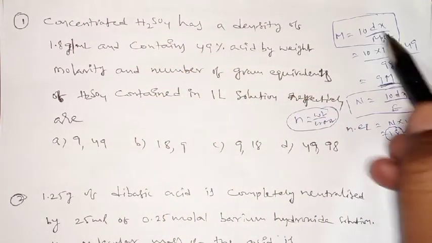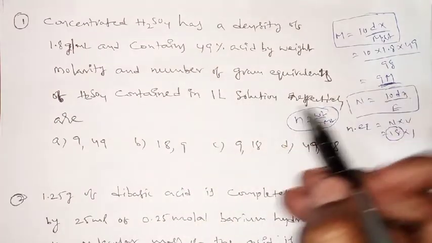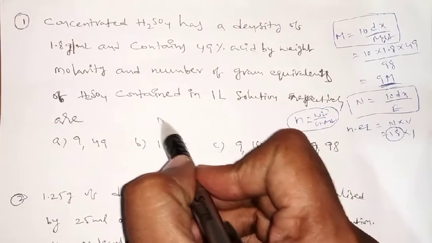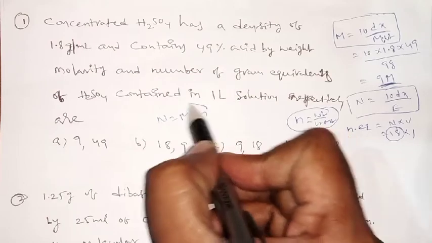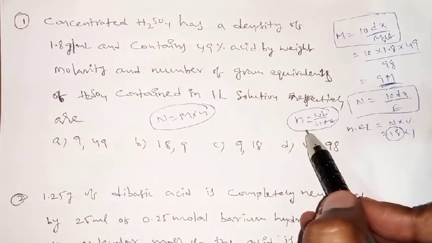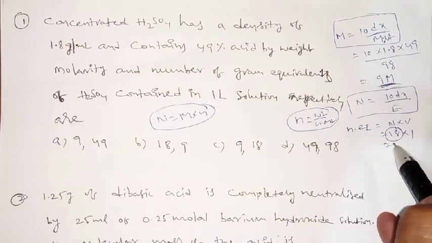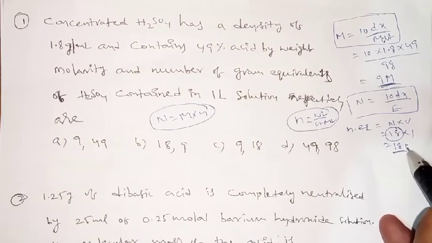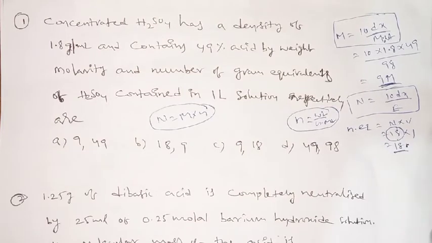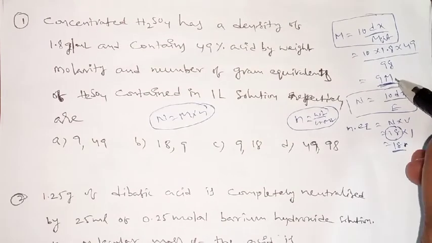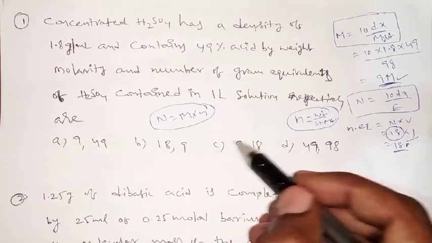So what is the normality of the solution? One relation: normality equals molarity into n factor. The n factor here is 2, from the 2 hydrogen ions. That is why normality equals 18, so the number of gram equivalents equals 18. Then what is the final answer? 9 comma 18.